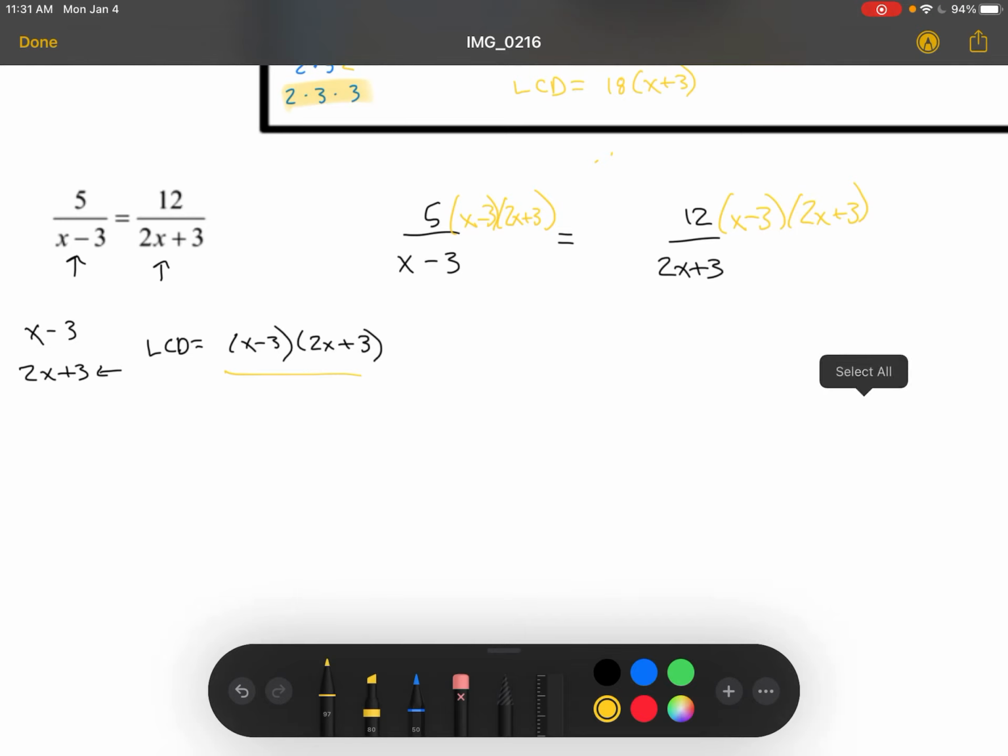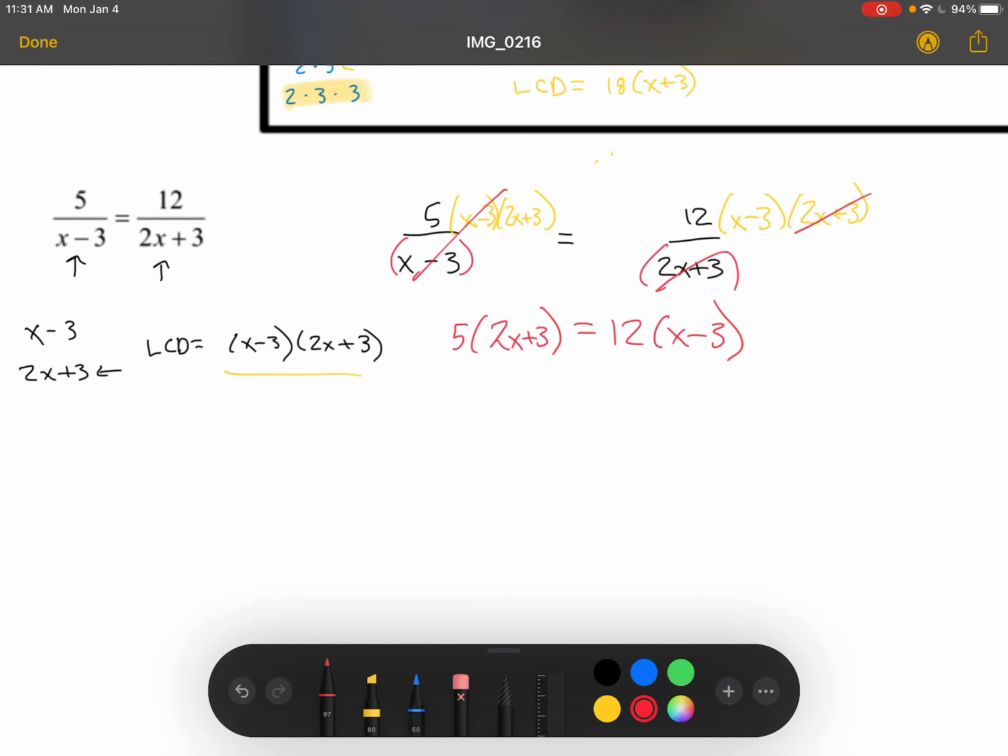So we do that on one side and keep working through. What we can see is that we are allowed to simplify or cancel out some terms. So we have x minus 3 on the bottom, x minus 3 on the top, so those cancel. 2x plus 3 on the bottom, 2x plus 3 on the top, so those cancel. And what that leaves us with is 5 times 2x plus 3 on the left, and then 12 times x minus 3 on the right.